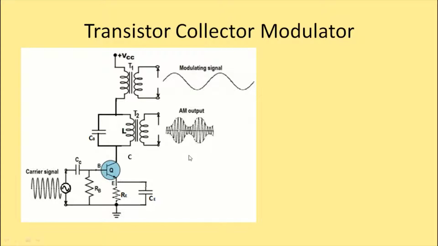Now this circuit looks quite complicated, but if you just peep into it a little bit in detail, it is a very simple circuit actually. To discuss the circuit, if you see here, there is a transformer named T1. This is the primary side of the transformer, as we are giving an input signal from this end. So the input signal here is nothing but the modulating signal.